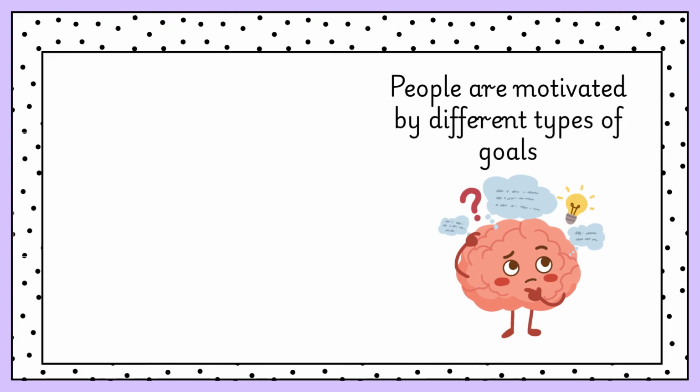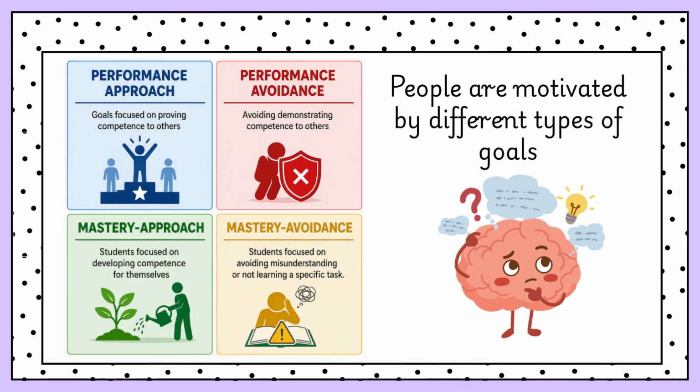The GO theory can be broken down into 4 parts like the quadrants on the screen. Performance approach, goals focused on proving competence to others. Performance avoidance, avoiding demonstrating competence to others. Mastery approach, students focused on developing competence for themselves. Mastery avoidance, students focused on avoiding misunderstanding or not learning a specific task.